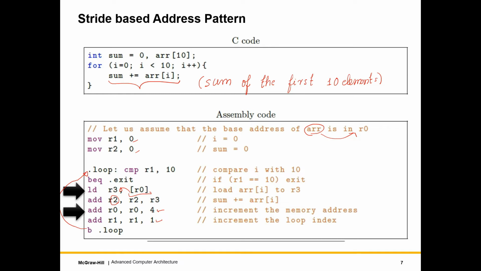So this line is what I want to draw your attention to first. In this case, we increment the base address by 4. Why by 4? Because we are assuming that the size of an integer is 4 bytes. So that's why we are incrementing it by 4.